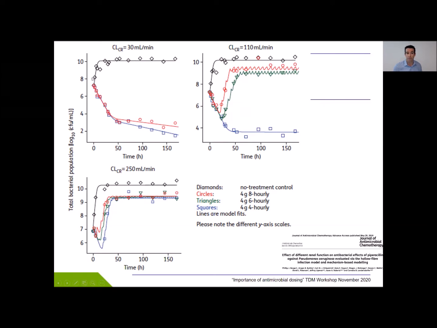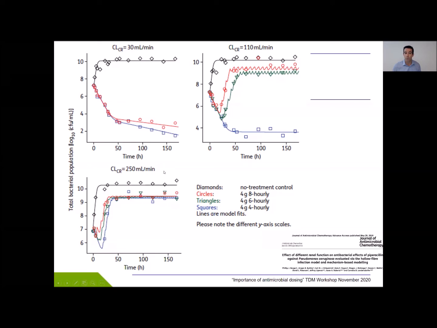So with no drug being present, of course, you'd expect to see a growth of bacteria and very high exposures. And then with these different doses, with different renal function, of course, as it increases, it'll reduce the overall exposure of antibiotic. What was observed here is that there is a threshold whereby if you achieve a certain exposure of piperacillin to this Pseudomonas aeruginosa isolate, then you can suppress the emergence of resistance.